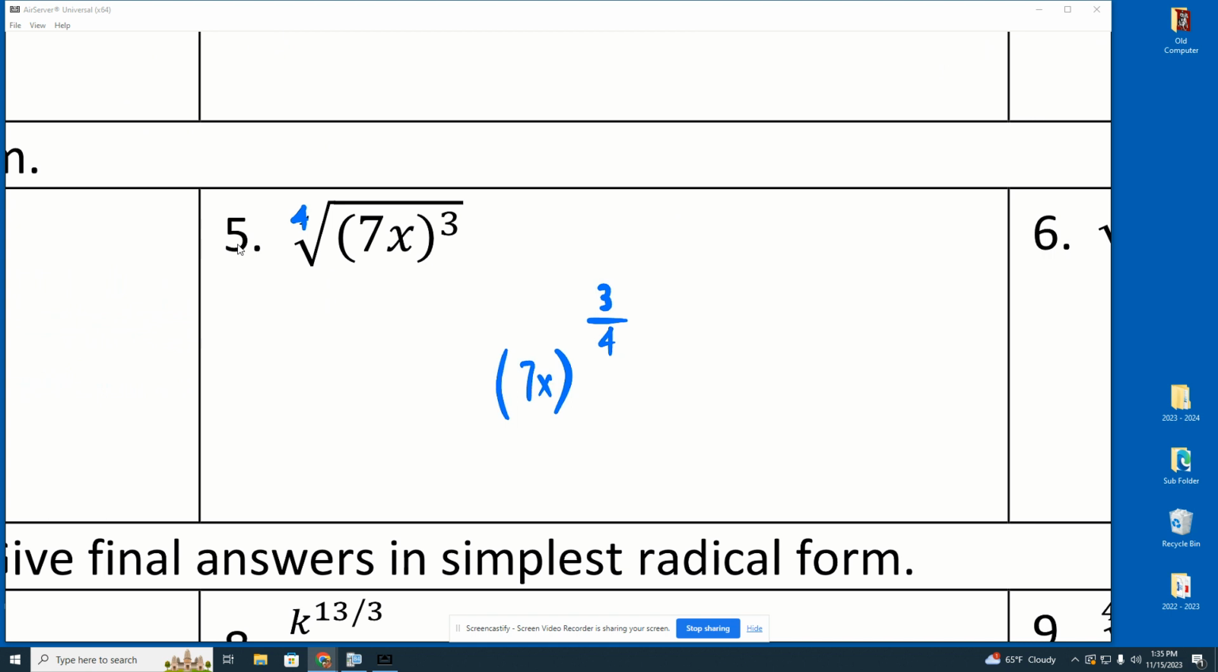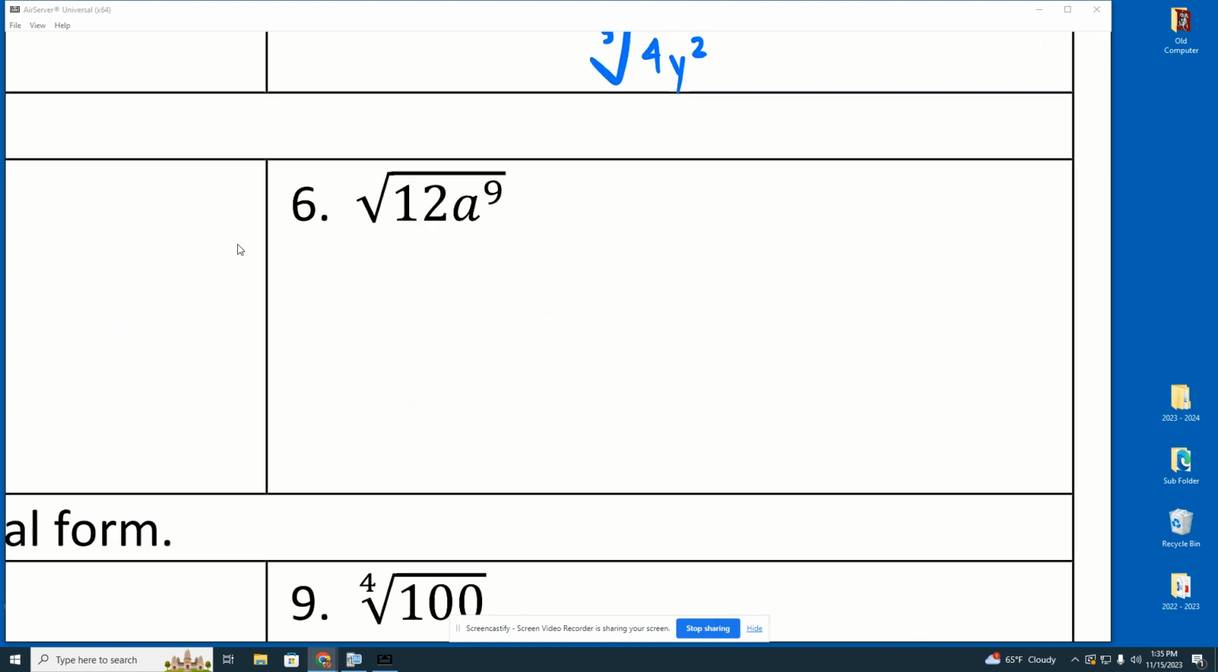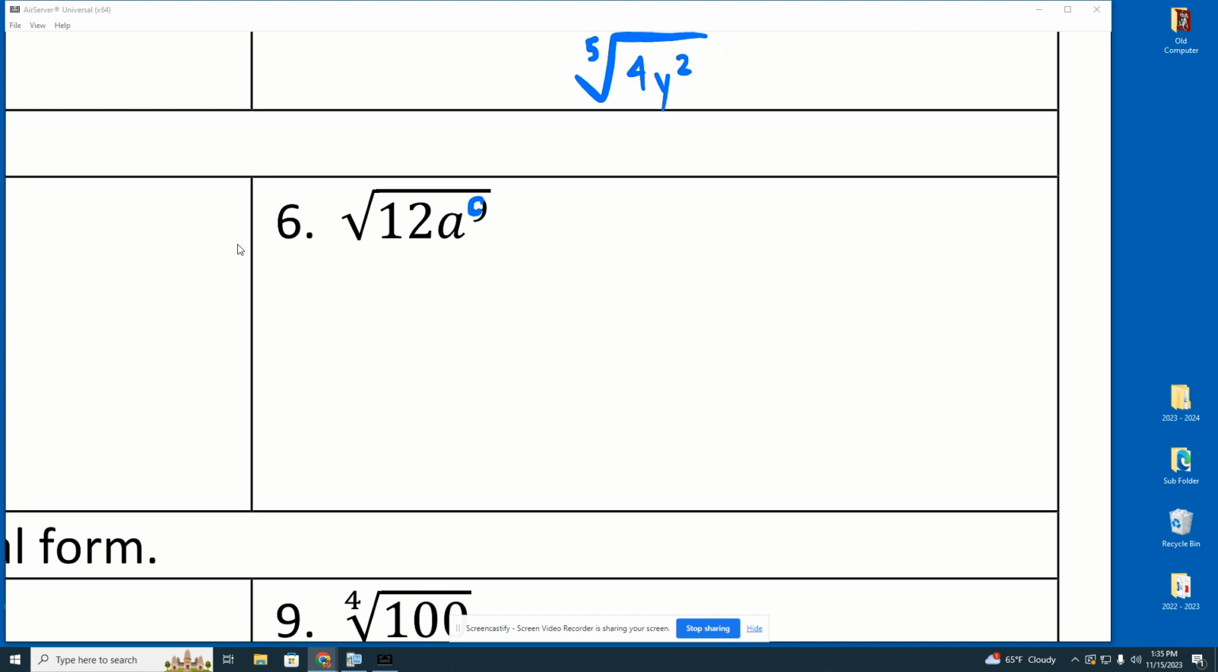Okay? And then this one is a little different than that because only the a is being raised to the 9th power. So again, I recognize that it is in fact a radical. This is understood to be a square root, so I know my denominator is 2. But I'm going to separate these because, see, the 12 is actually not being raised to the 9th power. 12 is technically only being raised to the 1st power. So I'm going to do 12 to the 1/2, but a is to the 9/2. So I'm going to separate those.